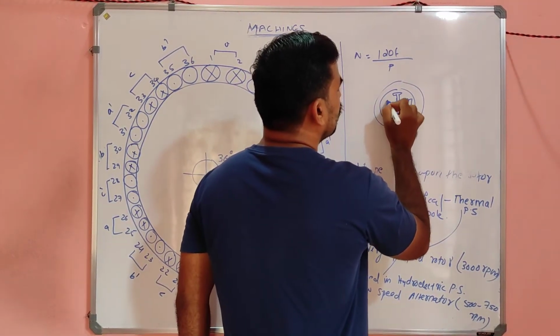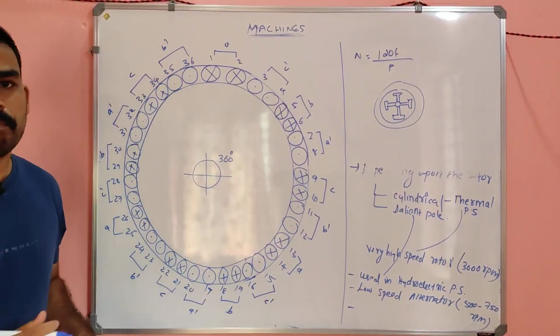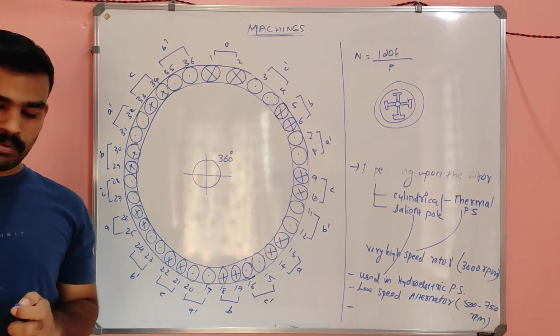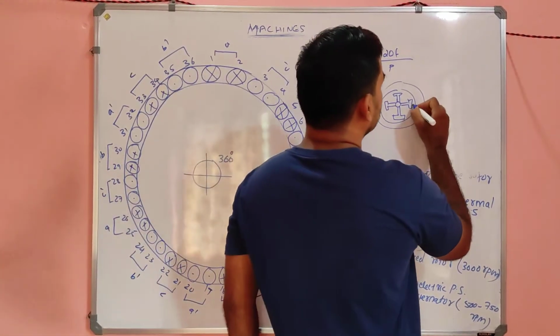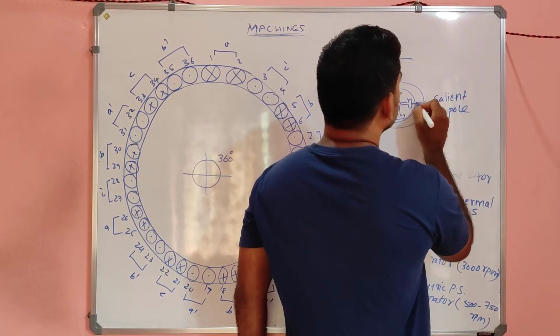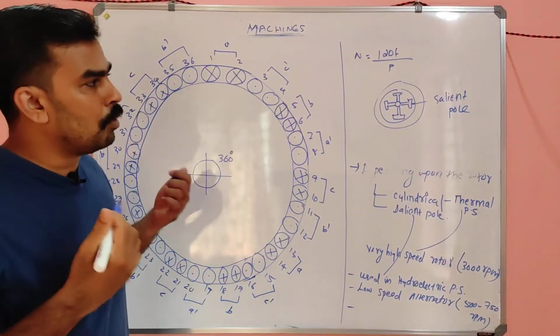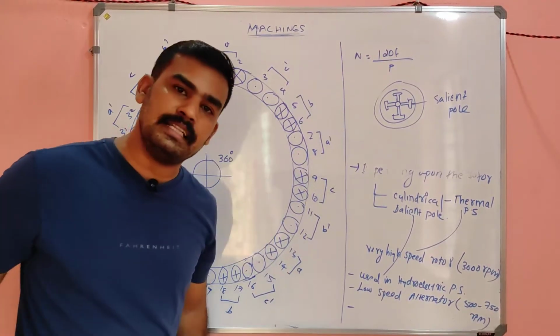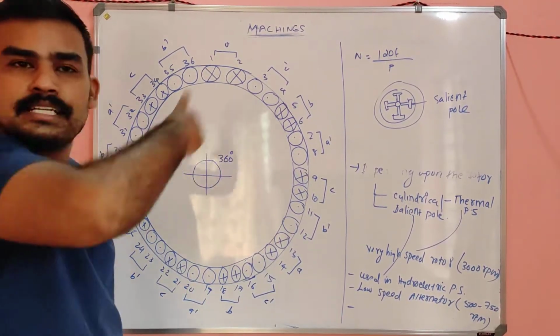Suppose the rotor contains poles projecting outward; this is called the salient pole, because the poles are salient in nature. Salient in the sense projecting outward. Cylindrical means it is simply a plain structure.